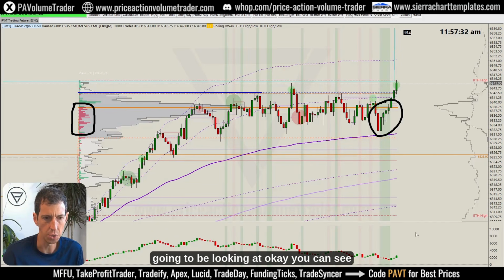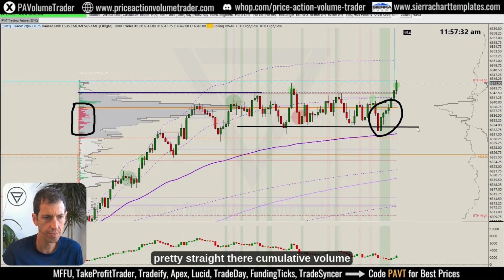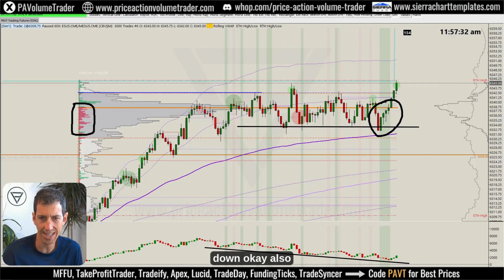Okay, you can see how with cumulative volume delta, overall price was holding pretty straight there, while cumulative volume delta started consistently pushing down. Okay, also you can look for the highlights here. This indicates we had a bunch of divergences in a row coming right into this low.